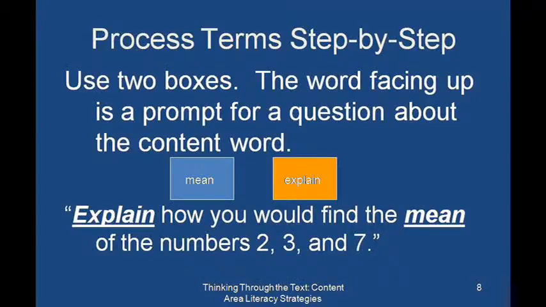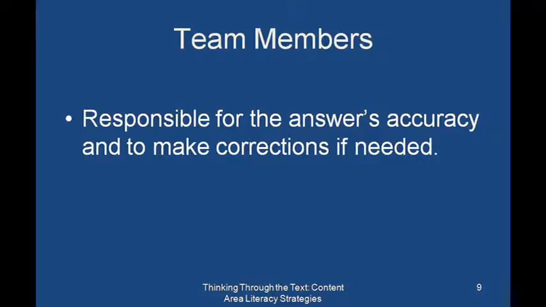With process terms, on the other hand, the word facing up serves as a prompt for a question about the content word. You use two boxes. For example, if the process word that comes up is explain, the student who caught the box might be asked by the tosser, explain how you would find the mean of the numbers 2, 3, and 7. Again, the team members would be responsible for the answer's accuracy and to make corrections if needed. You continue as long as the review is being helpful. You will need to monitor the groups to make sure they are staying on task and to clarify any misconceptions.